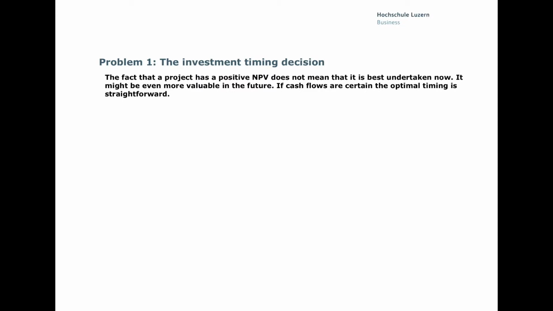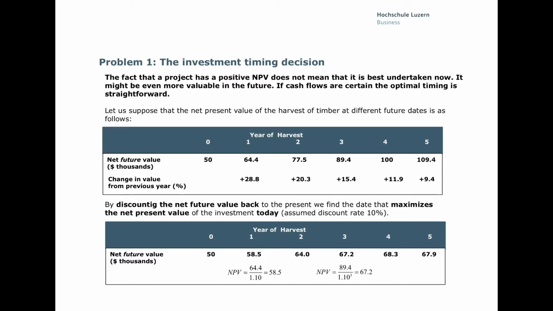It might be tempting to think that a project with a positive NPV is best undertaken now. It might be the case that the same project is even more valuable in the future. If we assume cash flow streams are certain, the optimal timing is pretty straightforward, as you will see in a second. For that purpose, let us assume that the net present value of the harvest of timber at different future dates is as follows. By assuming a discount rate of 10% and discounting the net future value back to the present, we find the year that maximizes the net present value of the investment today. In this example, the year of harvest is supposed to be in year 4.